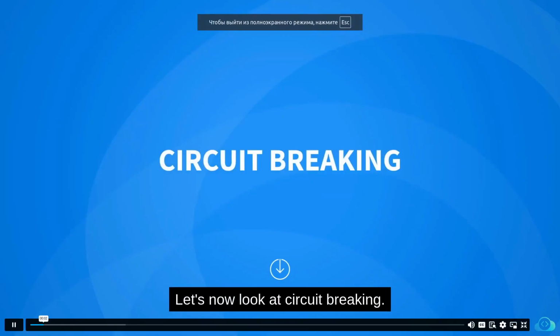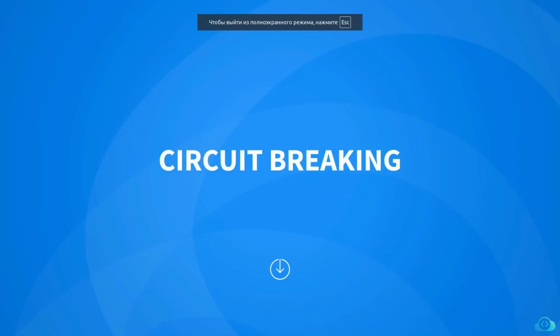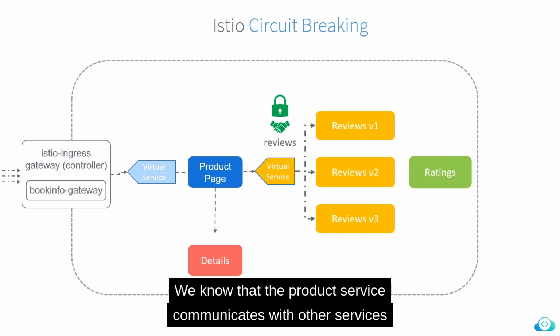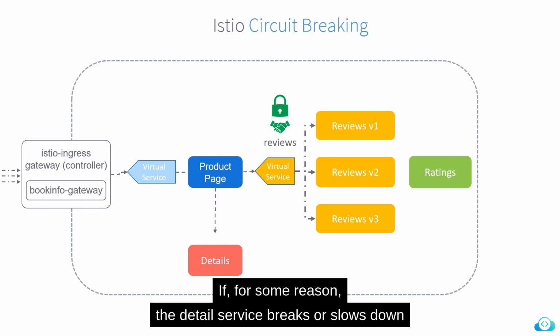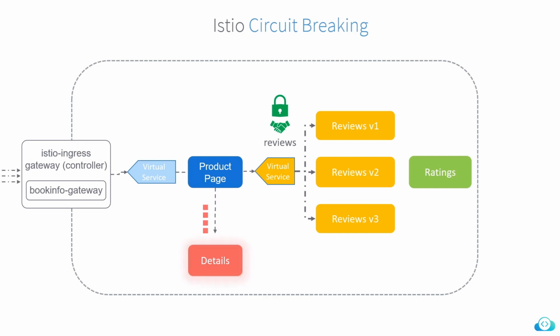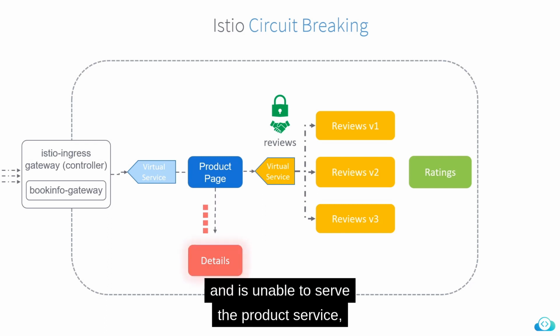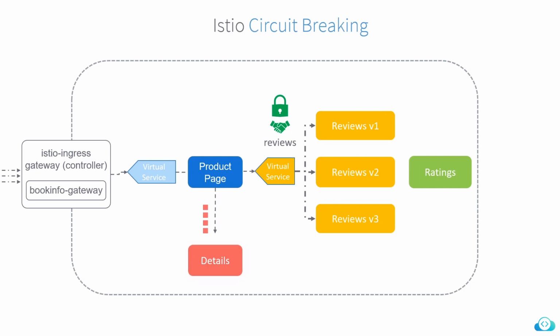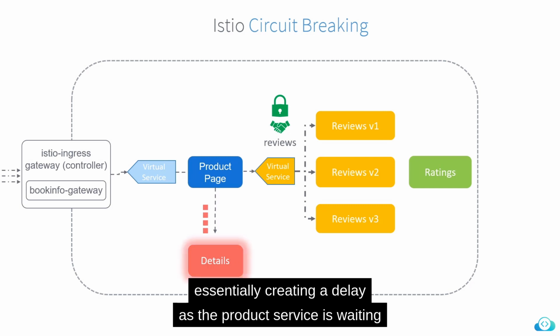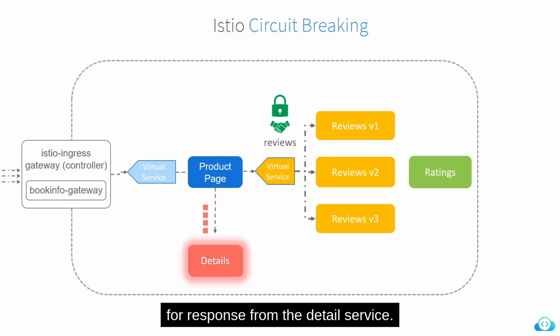Let's now look at circuit breaking. We know that the product service communicates with other services, such as the reviews or the details service. If, for some reason, the details service breaks or slows down and is unable to serve the product service, all requests from the product service will pile up at the details service, essentially creating a delay as the product service is waiting for a response from the details service.